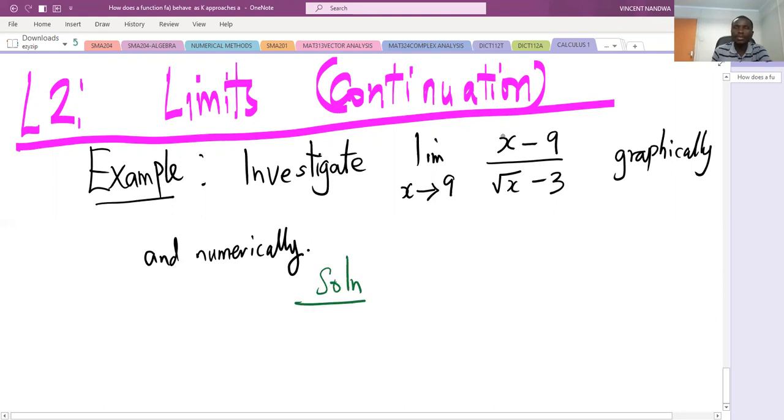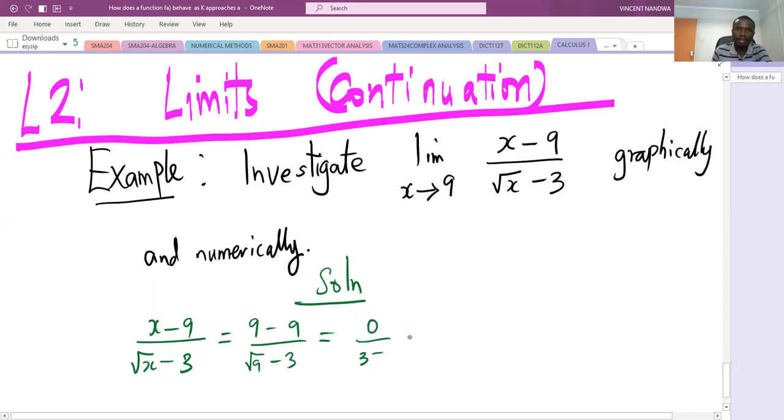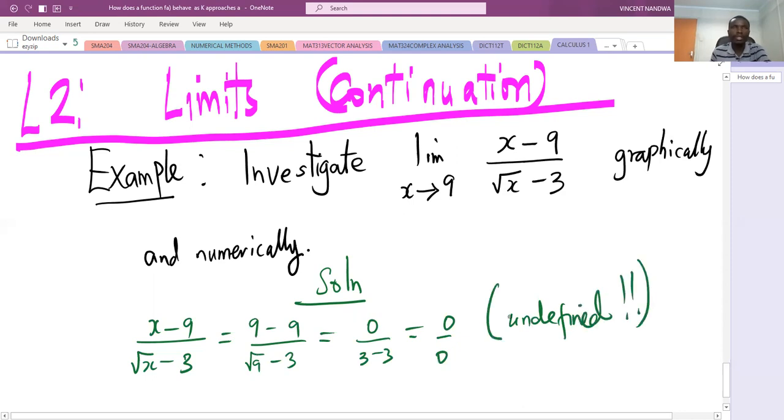We see that if you try to do direct substitution, replacing 9 where there's x in this function, x minus 9 over square root of x minus 3, we have 9 minus 9 over square root of 9 minus 3, which is 0 over 3 minus 3, which is 0 over 0, undefined. So direct substitution gives us a fraction that is not defined. So we don't divide by 0.